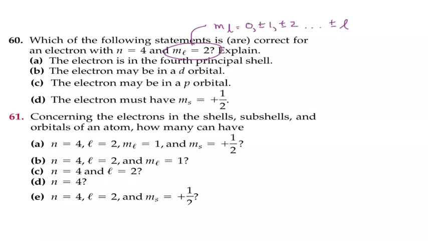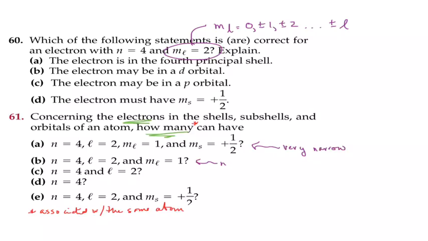60, which of these are correct? If you're narrowed down to n is equal to 4, and m sub l is equal to 2, remember where that came from. It could have values of 0, plus or minus 1, plus or minus 2, all the way up to plus or minus l. So to me, that's a pretty high m sub l value. It means you at least have 5, if not greater. So see what my hints are. I guess that was my only hint.